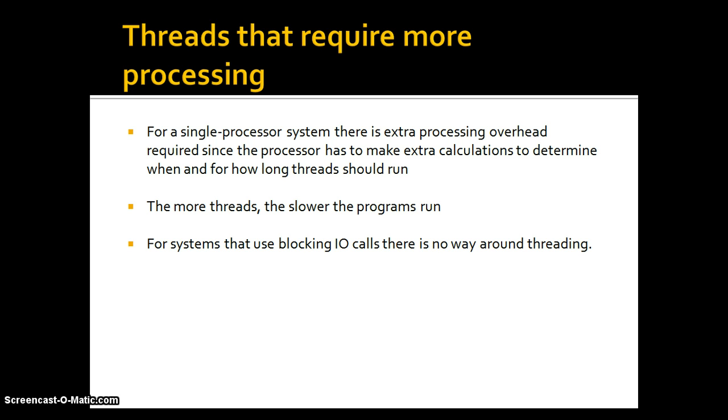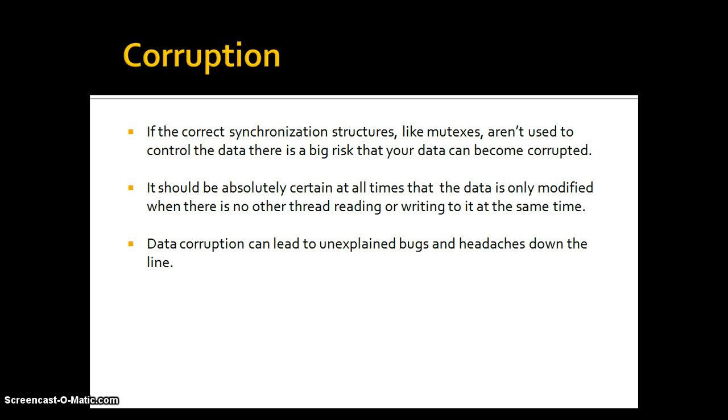and there's no way around that. As I mentioned earlier, corruption could become a serious issue. If semaphores and mutexes aren't used correctly, the data that you're trying to transfer could become corrupted and useless. You should be absolutely certain at all times that the data is only modified when there is only one thread reading and writing to that bit of memory. This can be done with semaphores and mutexes, as I mentioned earlier.